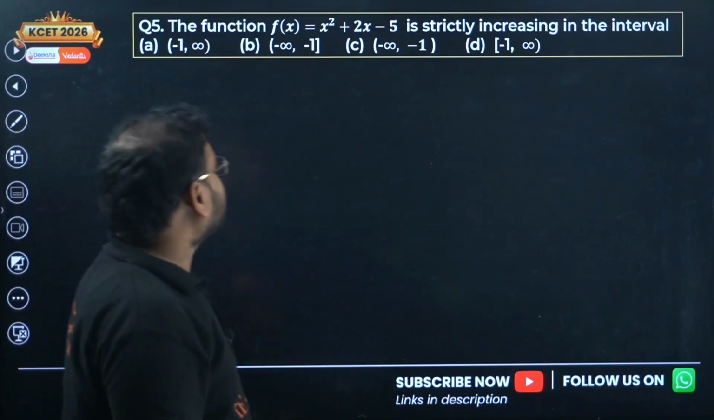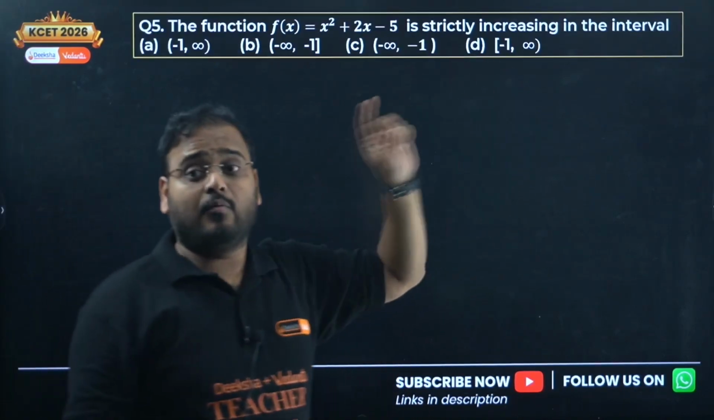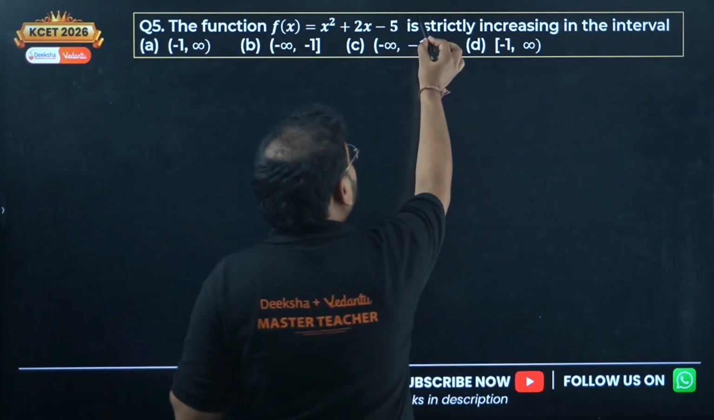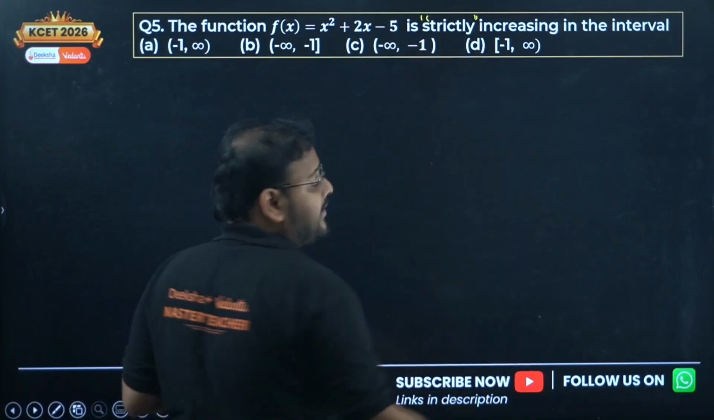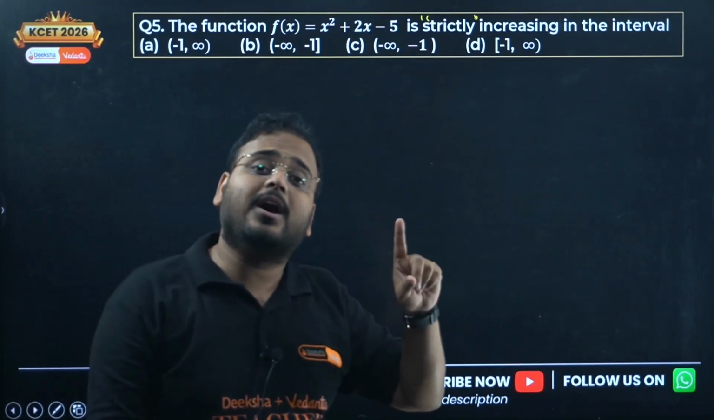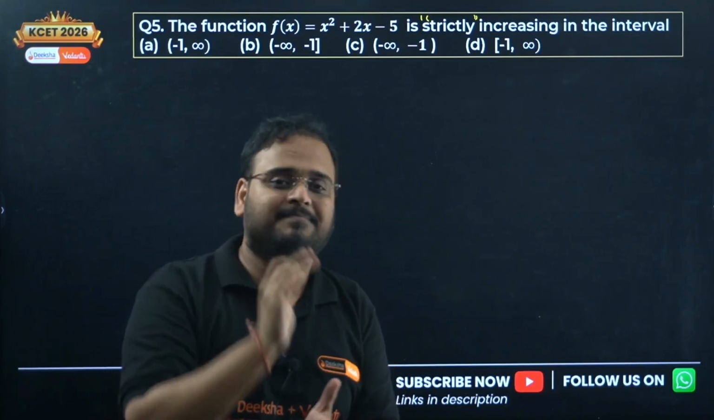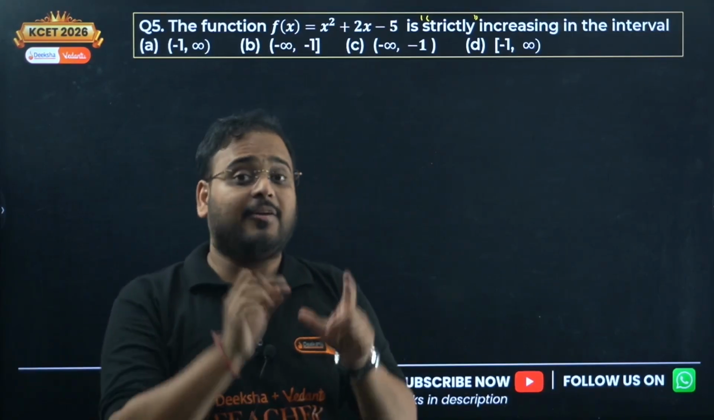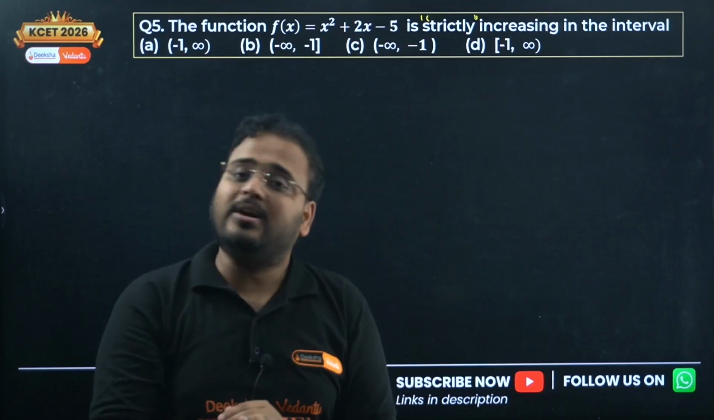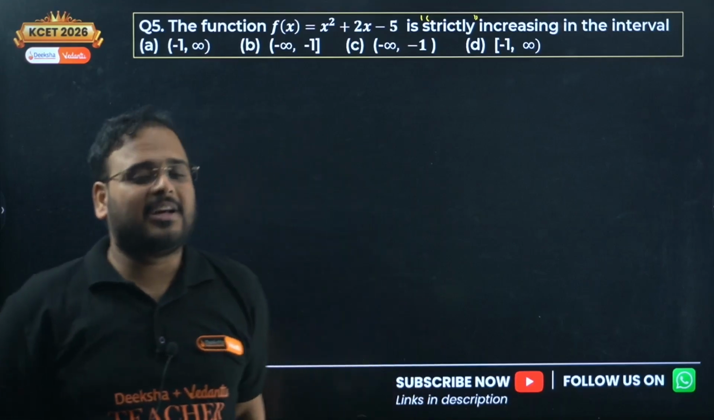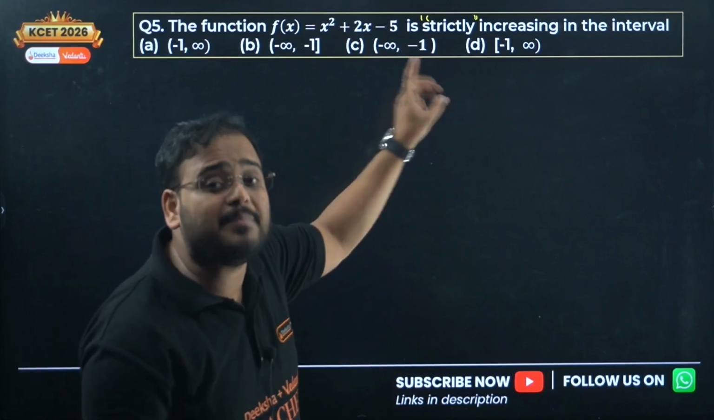Next. The function given here is strictly increasing. The word is very, very important. It will change how the interval will look. If you had only increasing, you can take a closed interval. If you have strictly increasing, you cannot take that. You have to keep the open interval. That's why I said the word strictly matters here.